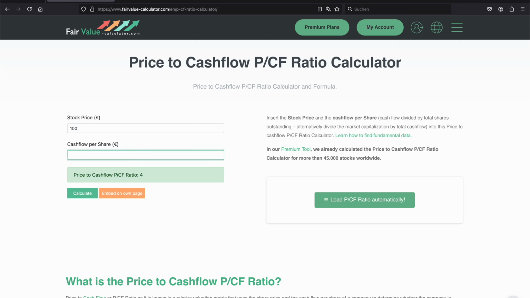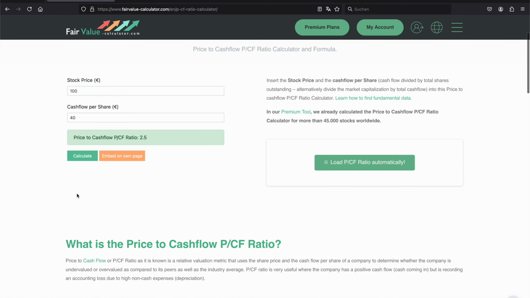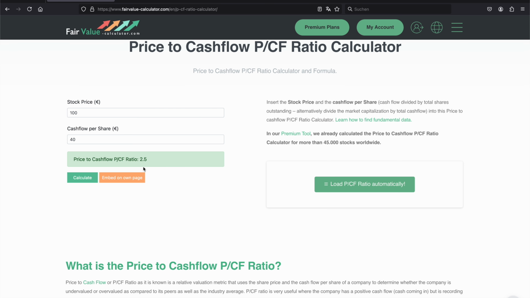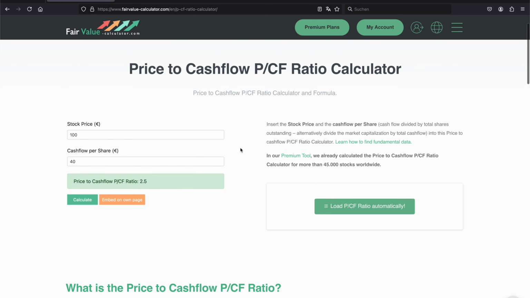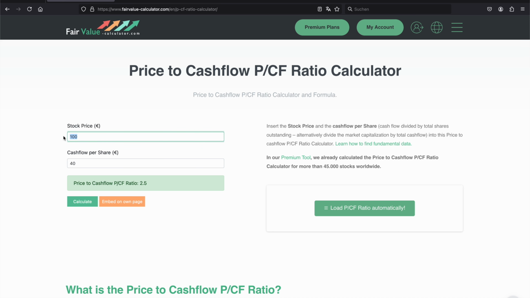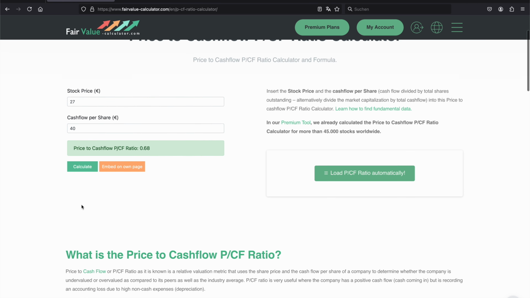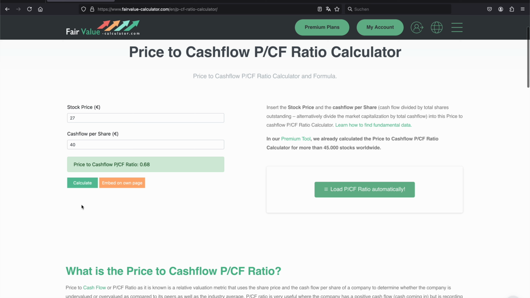The price-to-cash flow calculator at fairvaluecalculator.com simplifies the calculation process, allowing you to focus on analysis rather than manual computation. By entering the market price per share, which you can find on financial platforms like Yahoo Finance, and the cash flow per share, which is available in a company's cash flow statement or financial reports, you can instantly determine the P/CF ratio. This makes the tool especially valuable for investors seeking quick insights into a stock's valuation.